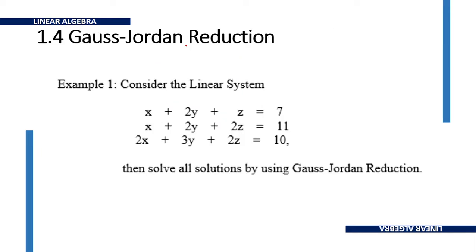So, we have examples here. So, una kong ipapakitang example is sa unique solution. Okay? So, consider this example of linear system. So, you have three equations. So, we have equation 1, equation 2, and equation 3. So, we are going to solve this using Gauss-Jordan reduction.